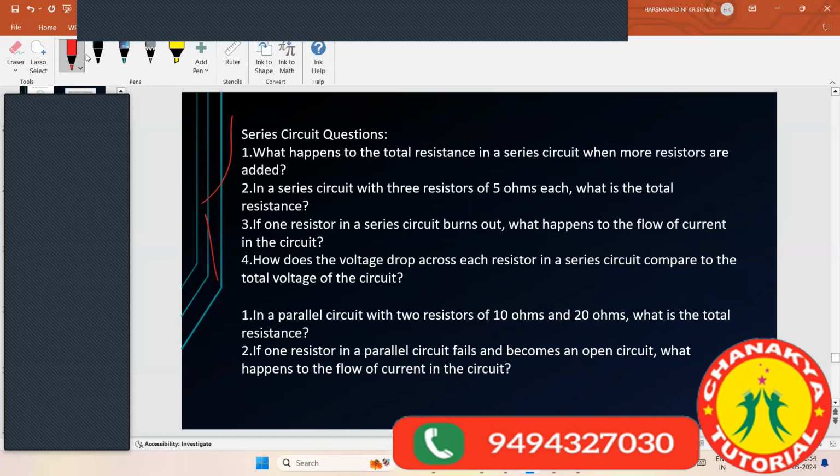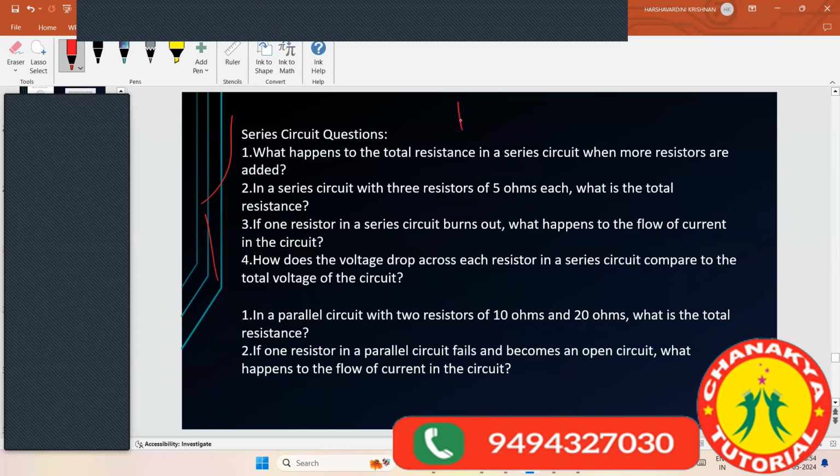What happens to the total resistance in a circuit when more resistors are added? What will happen to the total resistance in a series circuit when more resistors are added? The resistance will increase. Exactly, the resistance will increase, but if I tell you to prove that, you can't just say it.